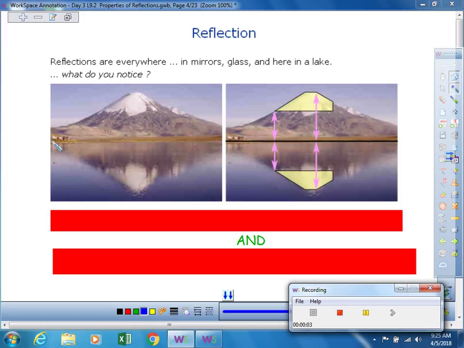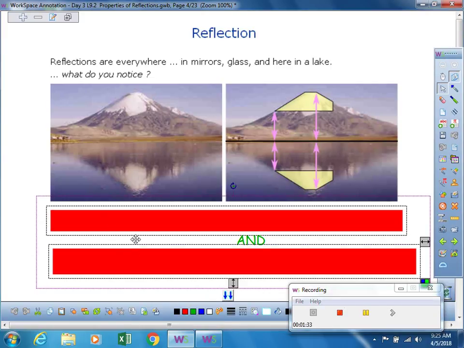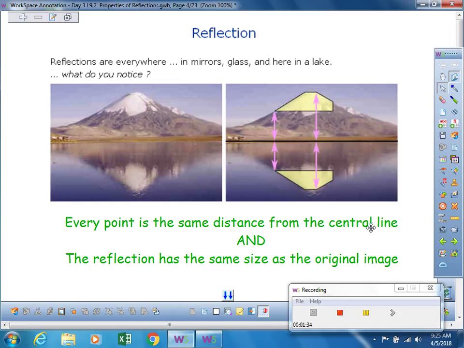Kind of look at, you see right here where the mountain ends and the lake begins, and then what we have here? And then look at these lines. What do you see? Yes. Same distance from the line. Okay, same distance from the line. So let's look at what they give us here. Every point is the same distance from the central line right here. Here's the central line. Every distance is the same.